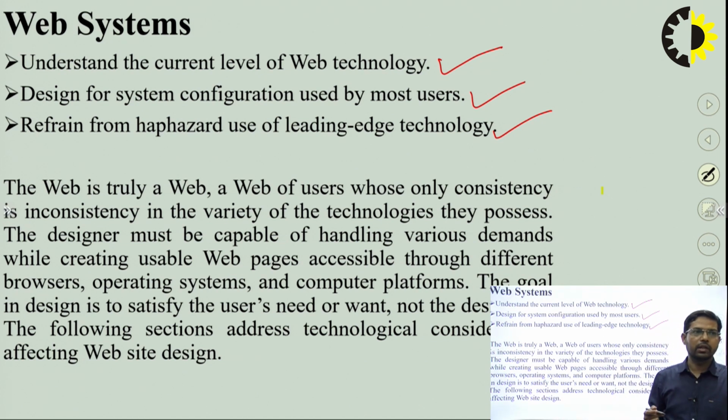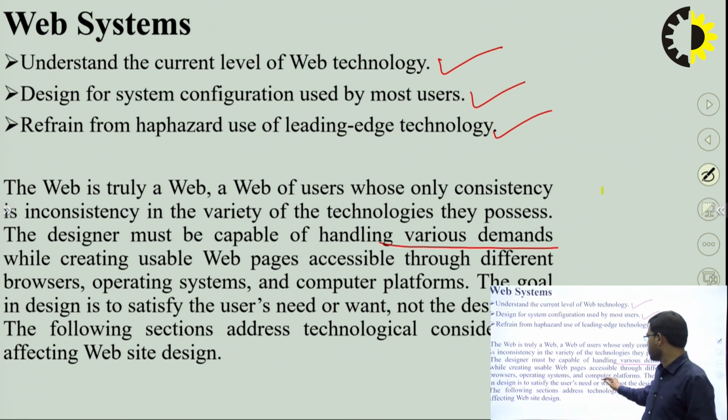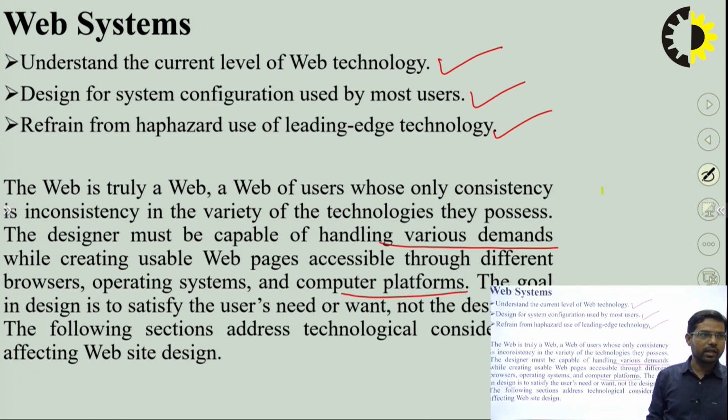So the internet is basically a web of users whose only consistency is the inconsistency in the variety of technologies they possess. The designer must be capable of handling various demands while creating a usable web page accessible through different browsers, operating systems and computer platforms. The goal in design is to satisfy the user's need or want. Note the designer: the following section addresses technological considerations affecting website design.